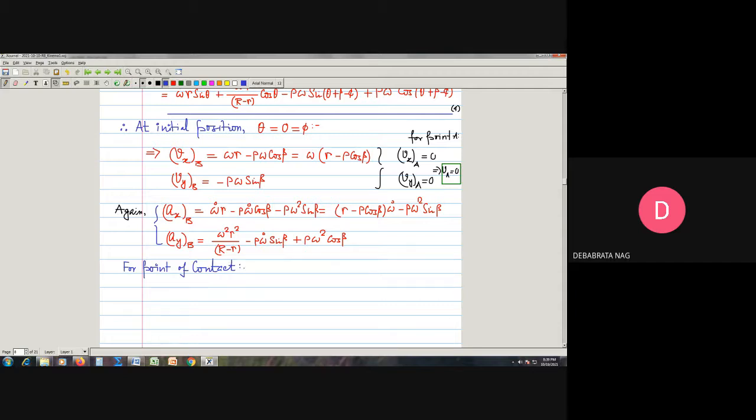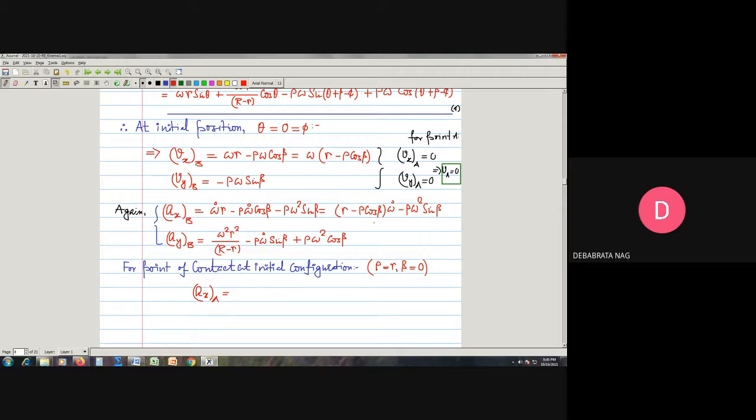For the point of contact at initial configuration, we need to calculate the acceleration of point A. So we put AXA. What will be the consideration? You remember, we need to put rho equal to R, double substitution, and beta equal to 0. Right? That's how you are getting the point of contact.